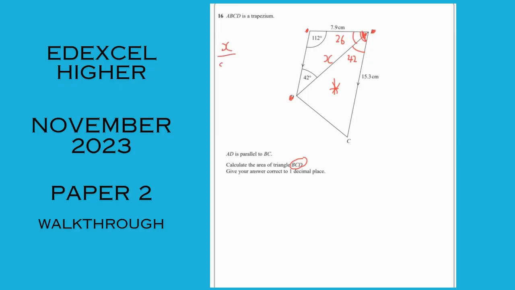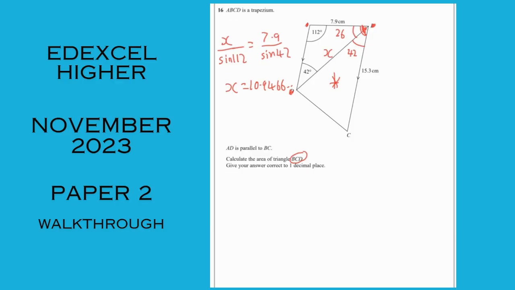divided by the sine of 112 is equal to 7.9 divided by the sine of 42. So on your calcs, 7.9 divided by sine 42, then multiply that by the sine of 112. I'm getting X to be 10.9466. And it goes on, but I'll just leave the number in my display.